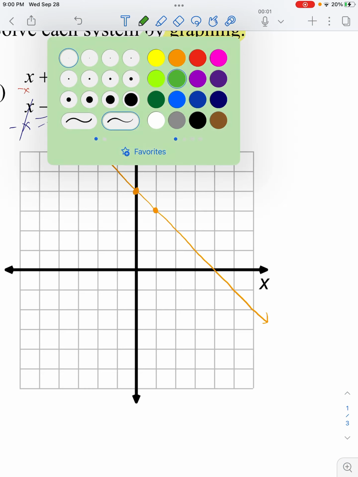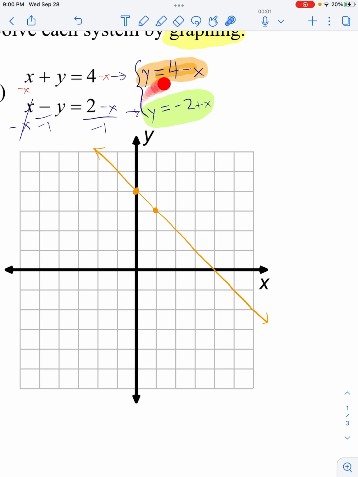All right, let's do the green part, okay? So y equals -2 plus x. My y-intercept is 0, -2. And then my slope, the number next to x, is +1. So that's up 1 to the right 1. Plot that. All right, and then we're going to draw our line. There we go, okay. All right, so we've graphed both lines, right?